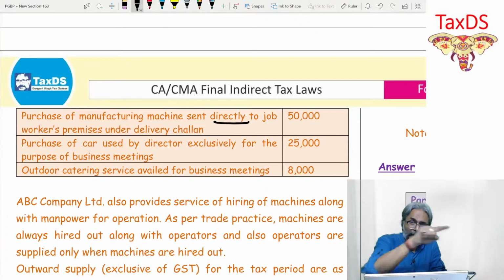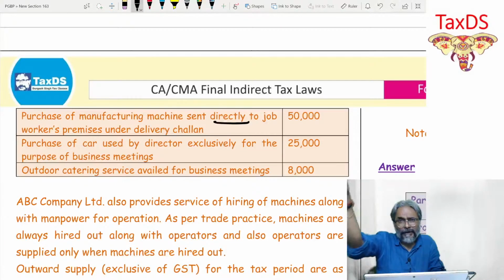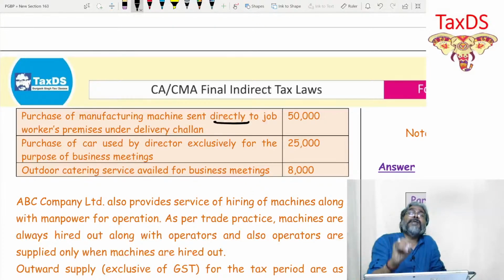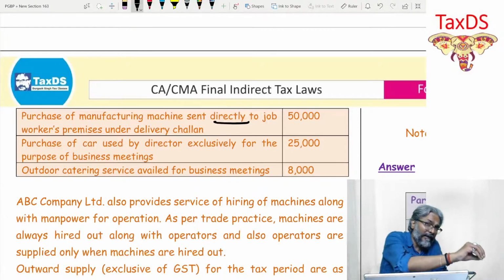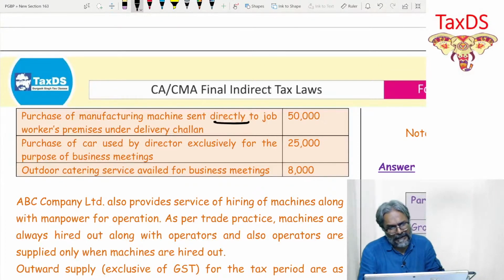Second is this one. If the goods are being directly sent to the job worker under a delivery challan, then it is deemed to have been received by whom? By the recipient, and whether the ITC can be availed with respect to the same, the answer is yes.